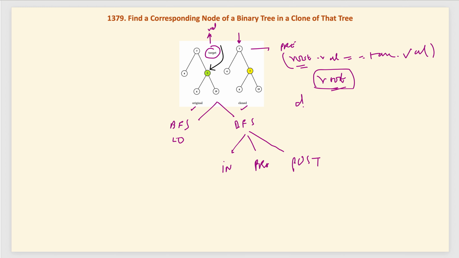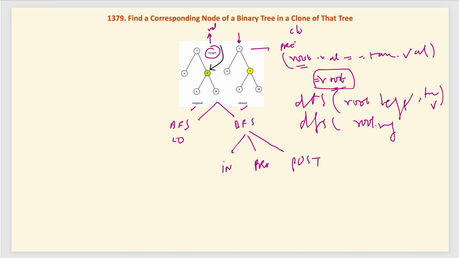Otherwise we will recursively call the method, let's say named DFS, for root dot left with the same target node, or we can also pass the values, and similarly call DFS for the root dot right subtree. So this is the approach; recursively we can solve using DFS. Instead of returning, we can use a common global reference, clone target, update that clone target at this place and return from here.